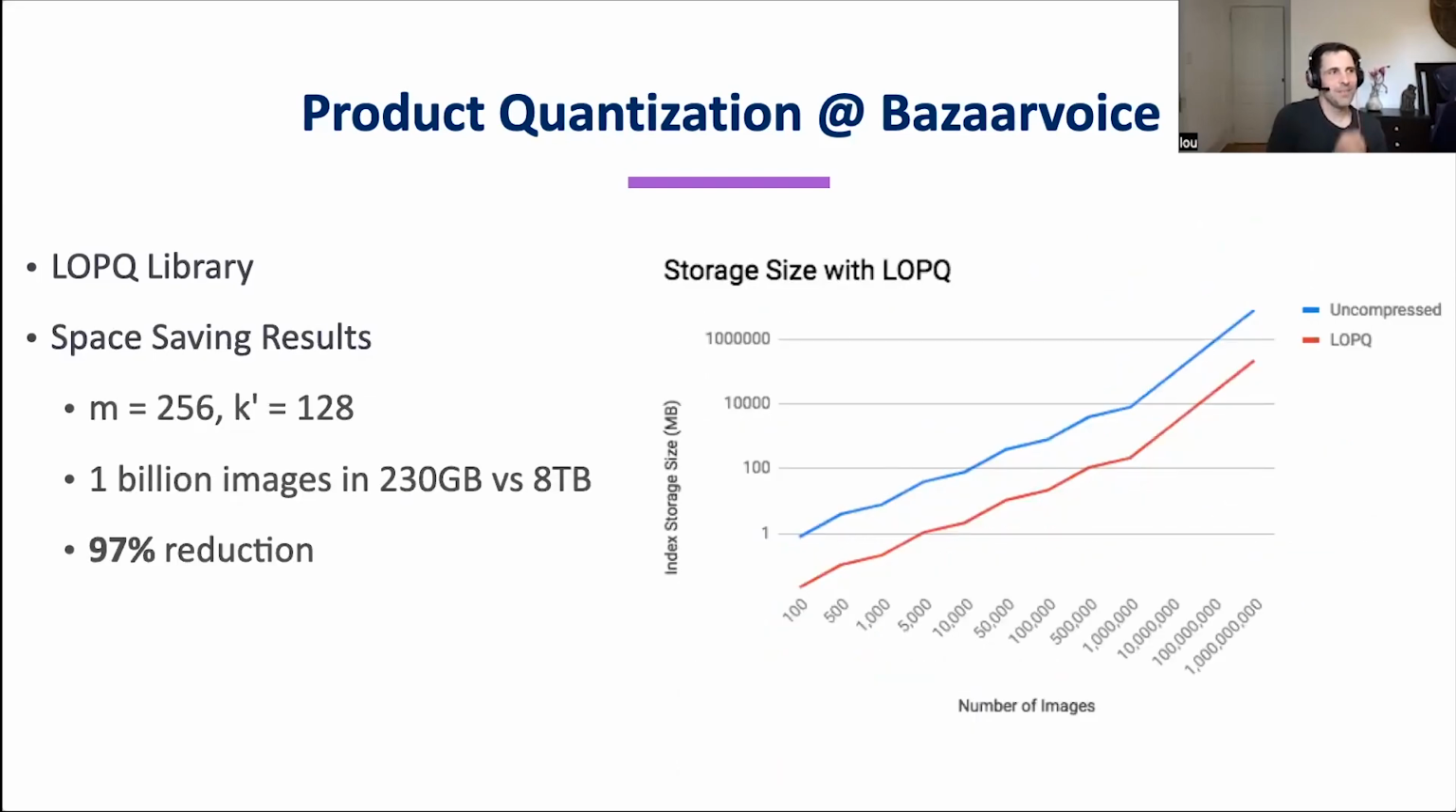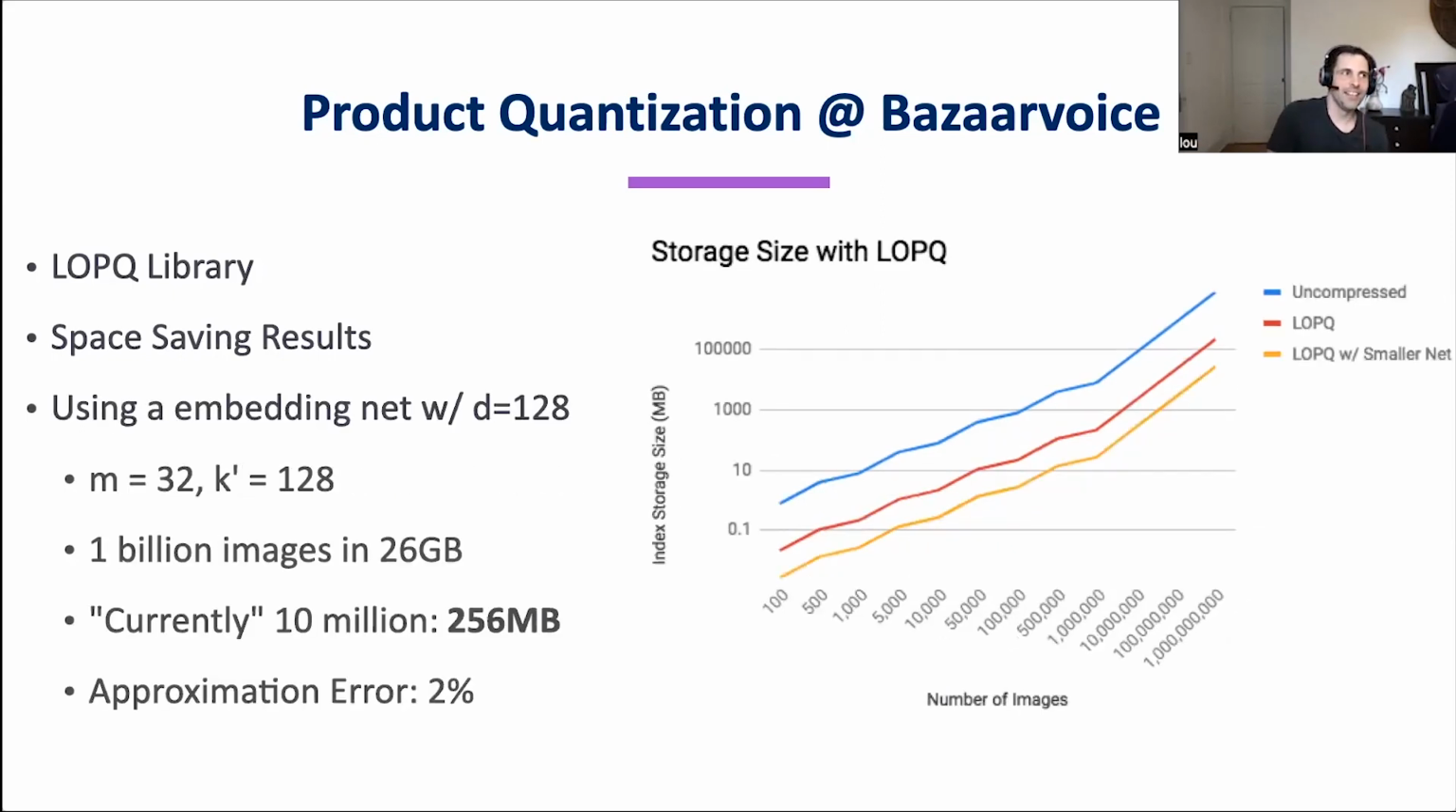And what we ended up using for our M was 256, which is how much we split it up. And we used a codebook size of 128, which meant we could cram 1 billion images into 230 gigs as opposed to 8 terabytes, a reduction of 97% in storage, which was pretty awesome. The year after that, we decided to train our own embedding network, which I mentioned we used the DeepNet before, which reduced that 2048 dimensional vector to 128 with the same accuracy. But we still used LOPQ to compress it, which was awesome. And now we could store 1 billion image feature vectors in 26 gigs.